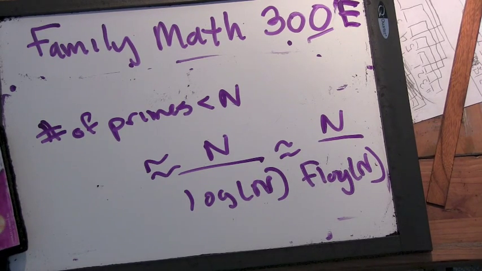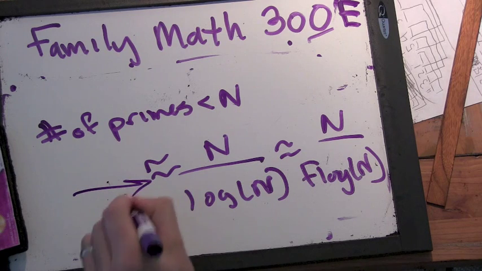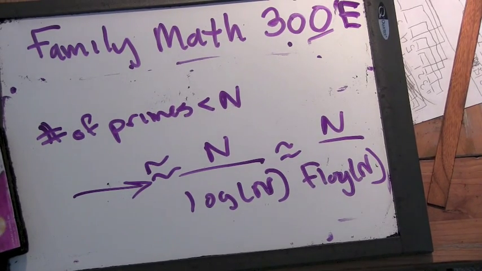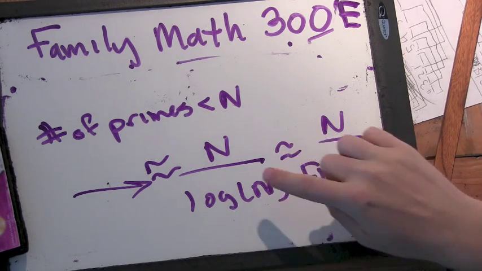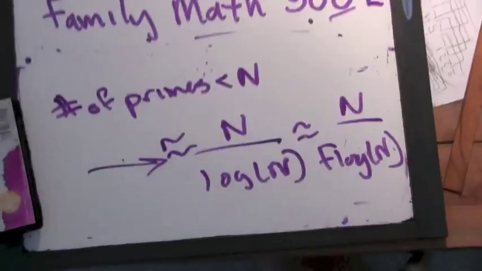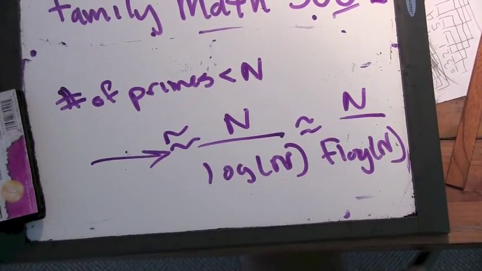It's a pretty close approximation. People understood this a long time ago, and that's a pretty amazing fact, actually. But the distribution of primes is a little harder. It doesn't mean it's exactly this, it just means it's approximately that.